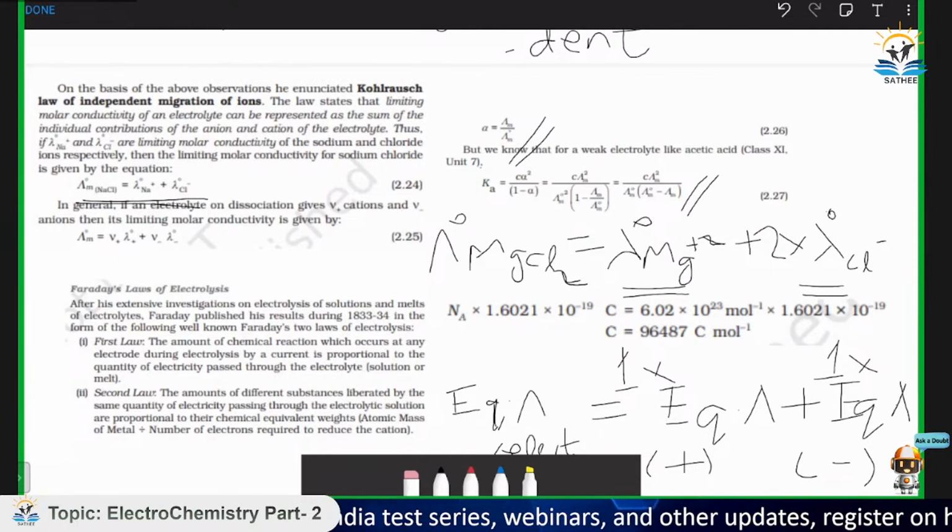Second law: the amounts of different substances liberated by the same quantity of electricity passing through the electrolyte solution are proportional to their chemical equivalent weights. True, right? So basically, 1 Faraday is 96500 coulombs. It is like the charge of 1 mole of electrons.